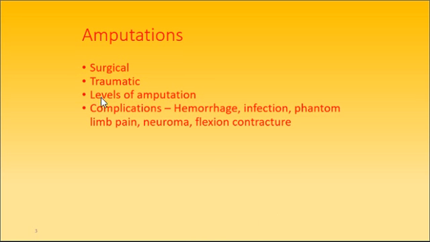They can be surgical, traumatic. There's various levels of amputation, and of course the complications are hemorrhage, infection, phantom limb pain, neuroma, and flexion contractures.